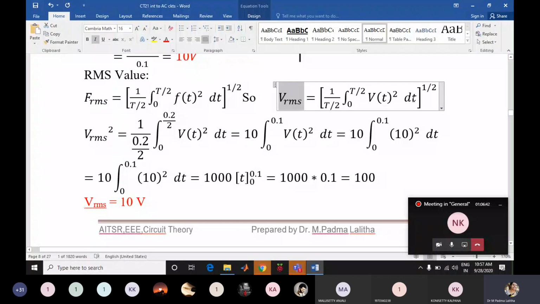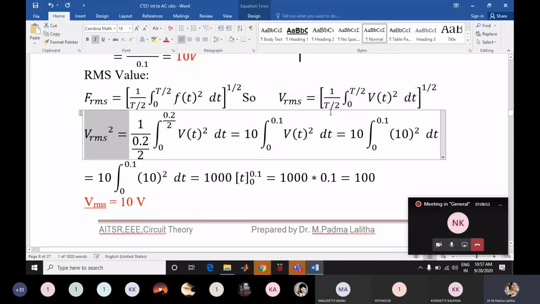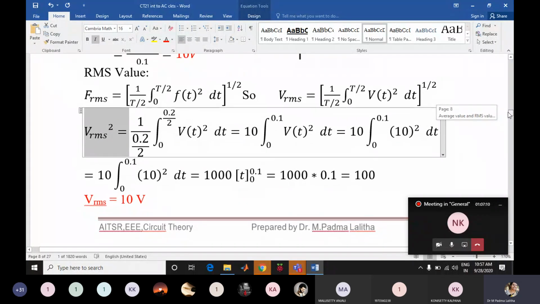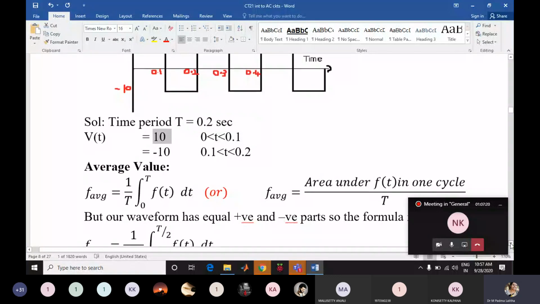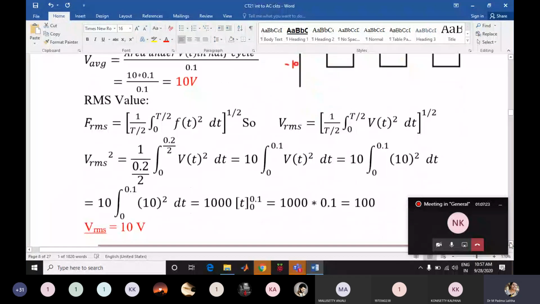Then I am taking this square root to this side, so it becomes a square. So VRMS square is equal to, substituting tau is equal to 0.2, 1 by 0.2 by 2 integral 0 to 0.2 by 2 V of t square dt. In this time interval 0 to 0.1, what is V of t? Between 0 and 0.1, it is simply 10. So you can replace V of t with 10 during this time interval.